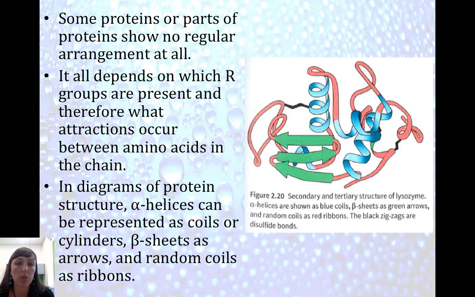Some proteins or parts of proteins show no regular arrangement at all. It all depends on which R groups are present, and therefore what attractions are occurring between amino acids in the chain. So in diagrams of protein structure, alpha helices can be represented as coils or cylinders, beta sheets as arrows, and random coils as ribbons.